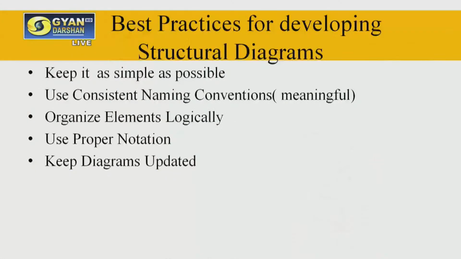Now finally, the best practices which we can follow for getting better benefit. Keep it as simple as possible, which means you have to take care of each and every thread carefully, and only then can you keep it simple. Use a consistent naming convention so that consistent diagrams are available and there is no confusion. Organize elements logically, use proper notations for the different diagrams, and keep the diagrams updated. These are a few basic practices which we should follow when we are making structural diagrams.